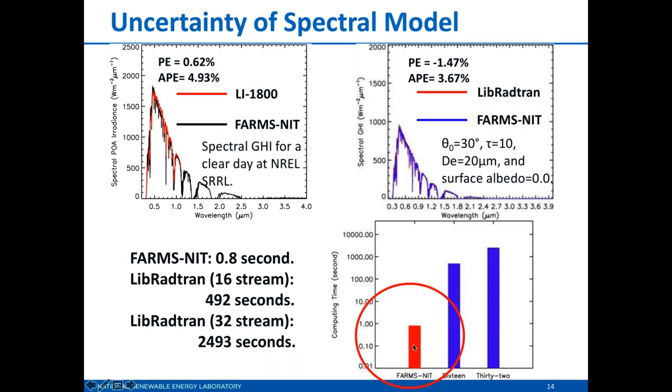But on the bottom, as you can see marked out in red, is the timing. If you use libRadtran, the original model, it would have taken 500 seconds to do one computation. We brought that computational speed down to less than a second. So that is why we are able to process a year of hourly data and deliver it to you on demand.